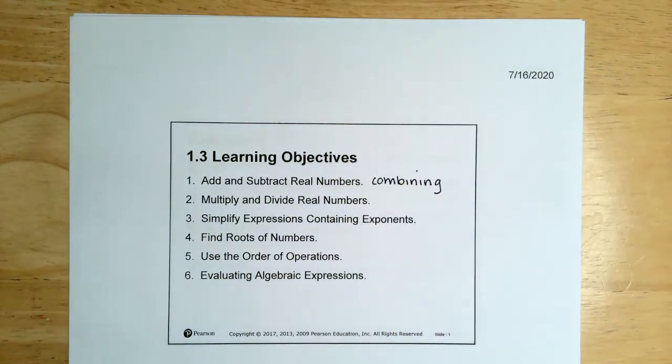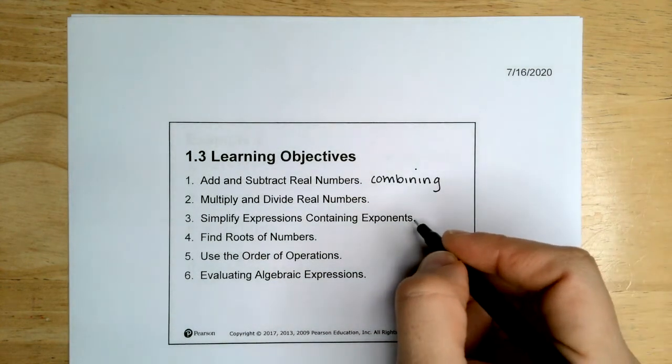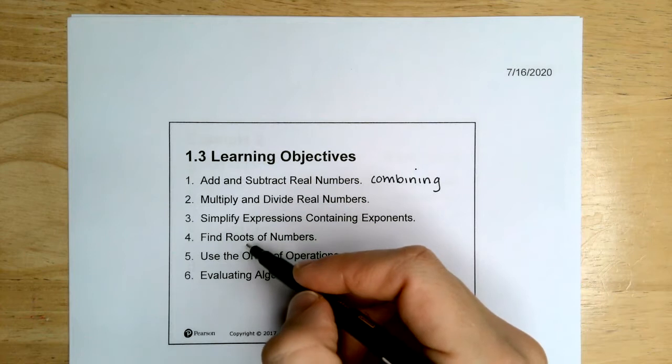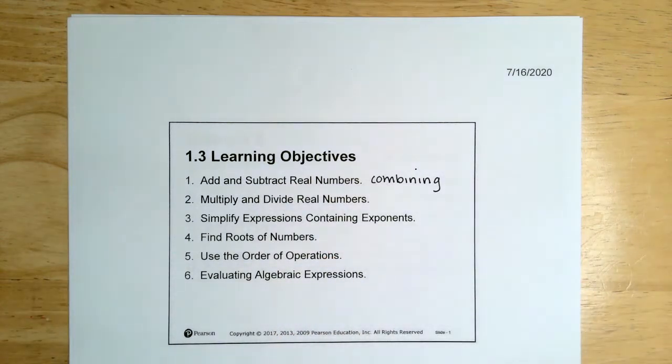We're going to multiply and divide them, and then we are going to simplify expressions containing exponents. The inverse of an exponent is a root, so we'll work a little bit with roots. We're going to use the order of operations, and then at the very end, evaluate, I think, 2 algebraic expressions.